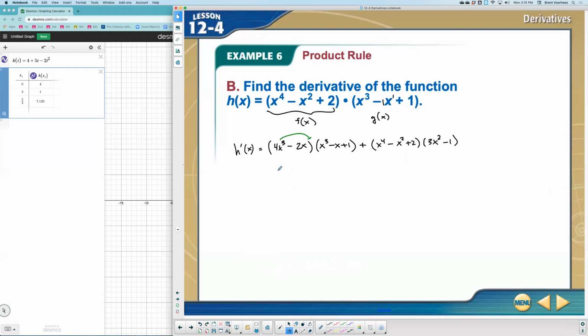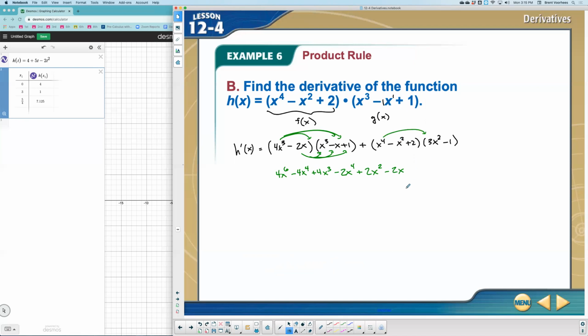So I have 4x cubed times x cubed is x to the 6th power. When you multiply variables with powers, the exponents add together like that. So 4x cubed times a negative x is negative 4x to the 4th power. And then I would also have 4x cubed times 1... Here I have a negative 2x to the fourth. A negative times a negative is a positive 2x squared. And then a minus 2x.